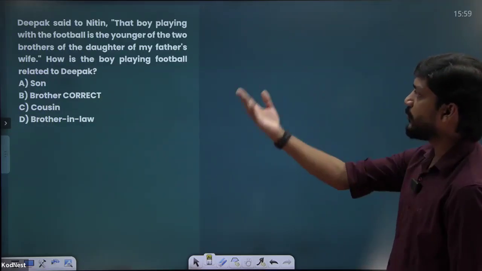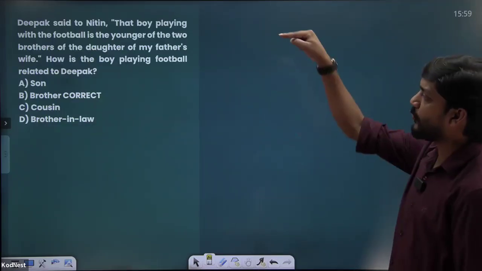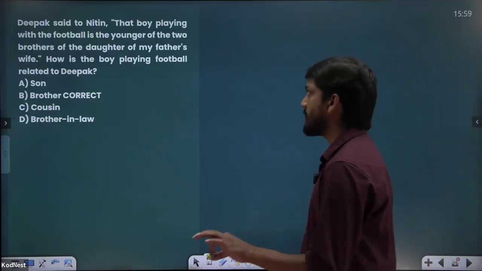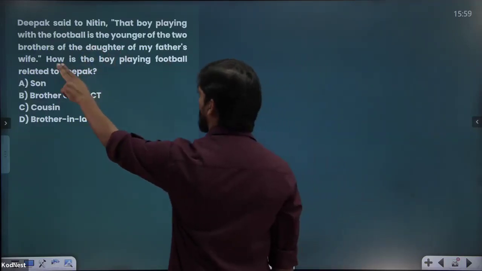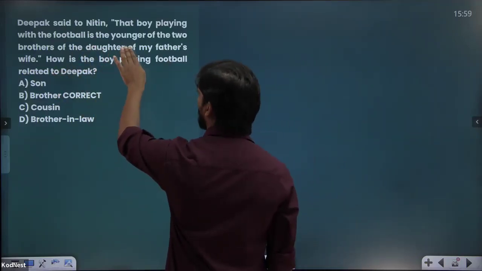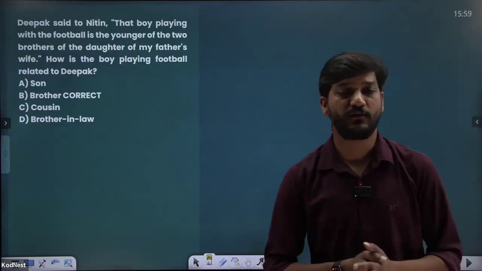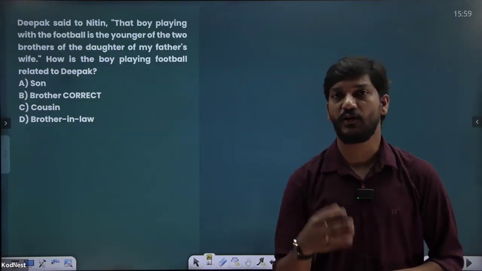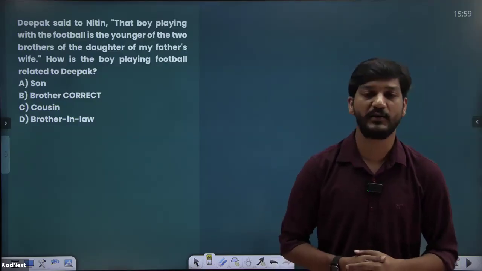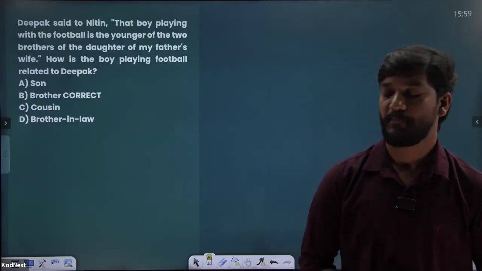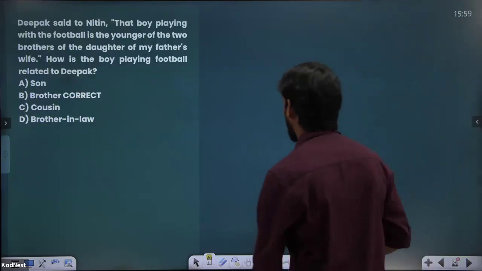So Deepak said, there is a boy who is playing with the football. That boy playing with the football is the younger of the two brothers of the daughter of my father's wife. Okay, my father's wife, what is the meaning? If you say for yourself, my father's wife, that means mother.